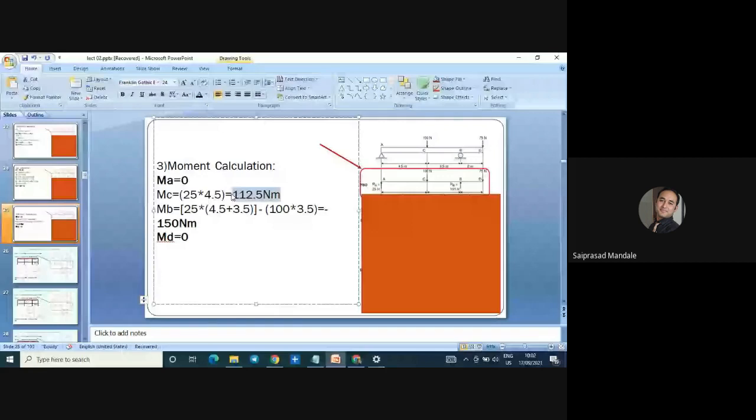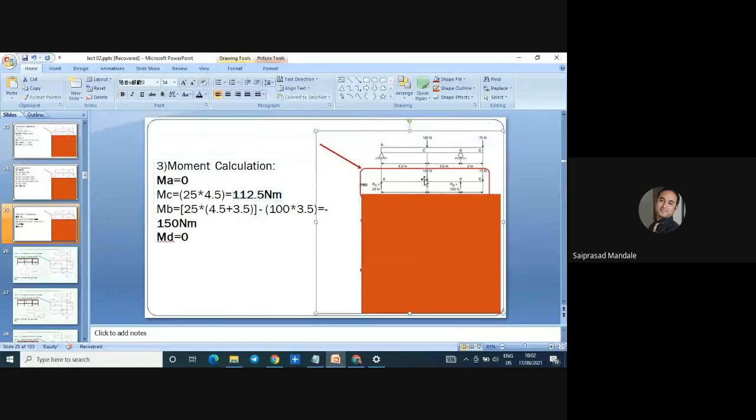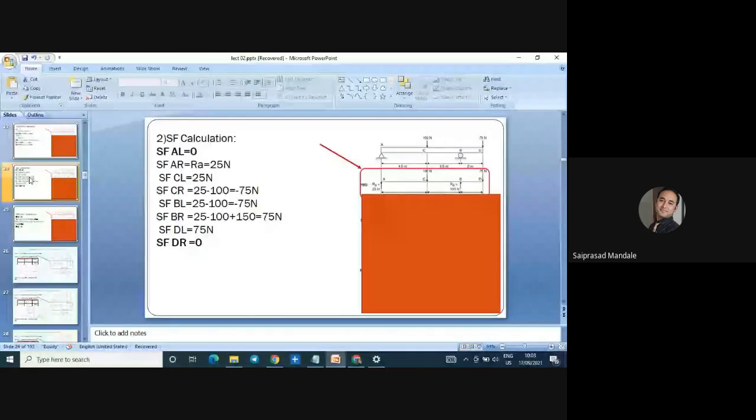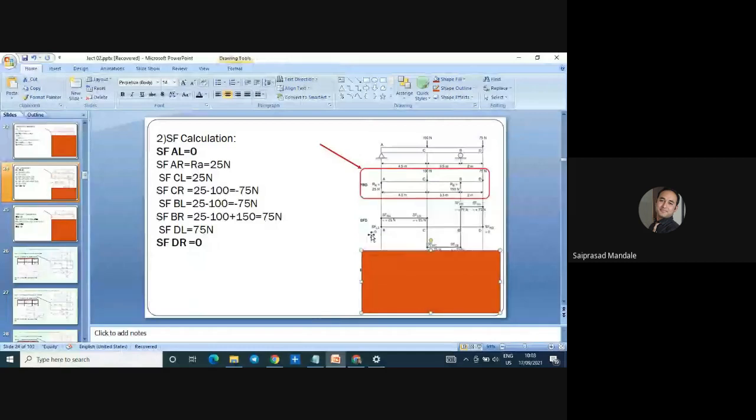Good. Now these are the three steps we have done. So the fourth step is to draw SFD and BMD. So I'm going to draw. From the loading diagram, we have drawn the free body diagram. Then we have calculated SF, and then we have calculated BM. Now plotting the diagrams. So my first agenda is to plot the values. SF at left is 0, right means I am plotting a point above A. So it is 25. You can see over here.